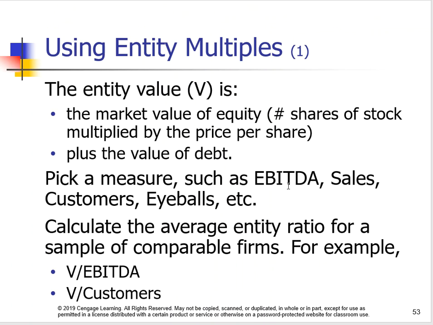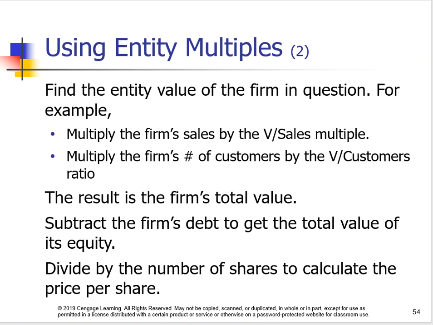So we can use EBITDA, earnings before interest and taxes, depreciation, amortization, sales, customers, eyeballs, whatever you want to measure. We can pick a measure, and then we can see what the entity value is. So that's the market value of the equity. And divide it by these things and calculate a multiple, and then apply that multiple to our EBITDA, sales, customers, eyeballs to come up with a valuation for our company. So you come up with the firm's total value this way and then subtract the debt to get to the value of the equity, just like we did in the free cash flow method.